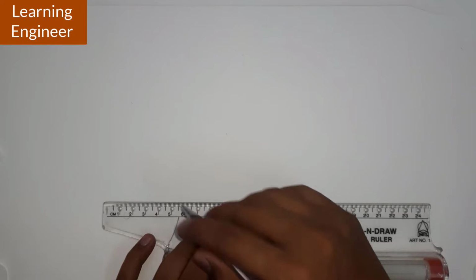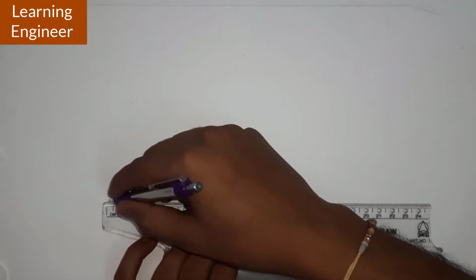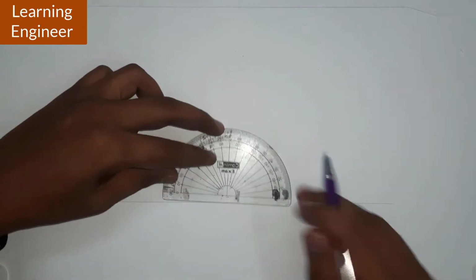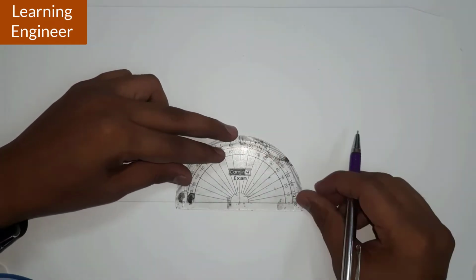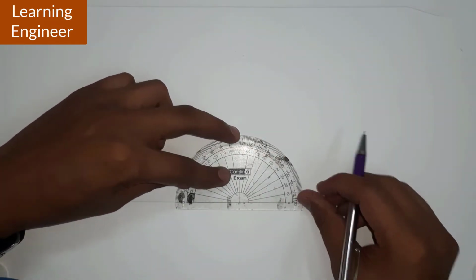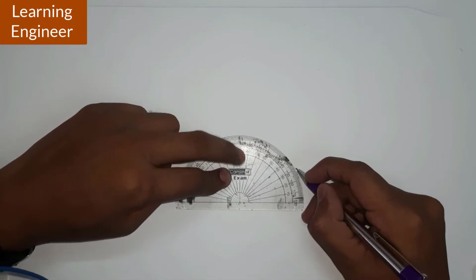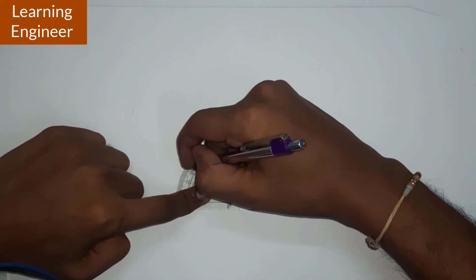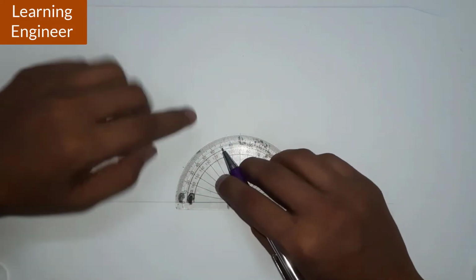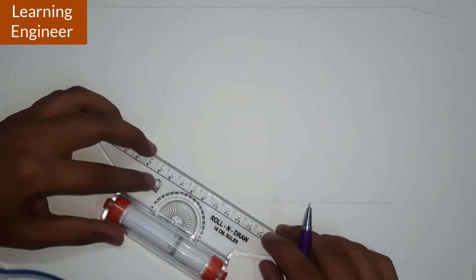First I will make the horizontal line. I will mark a point on that horizontal line. Now after drawing the horizontal line and marking a point, we will mark the angles 30 degree and 90 degree. This is 30 degree, this is 90, and this is 30 degree. Mark 30 degree on both sides. Now draw the lines passing through these points.